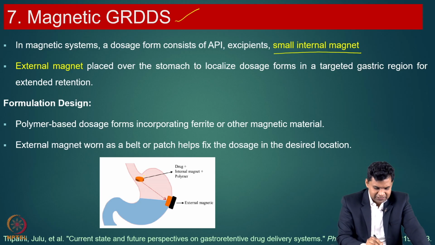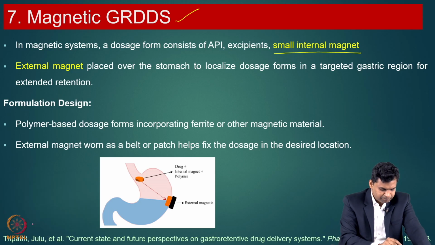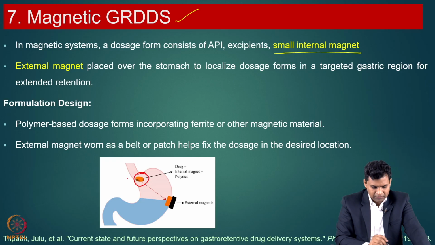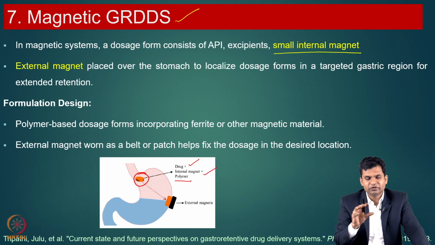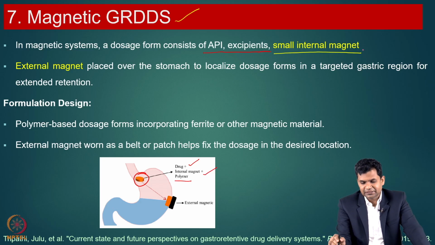Now you can see here in the picture. This is the dosage form, which contains the drug, the internal magnet and then polymers. So, we will make a formulation with the API and the excipient and then the internal magnetic material, and then we will make a dosage form.